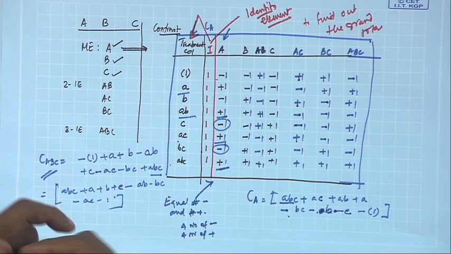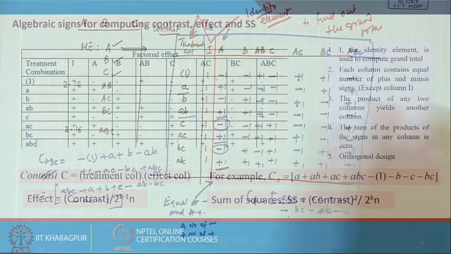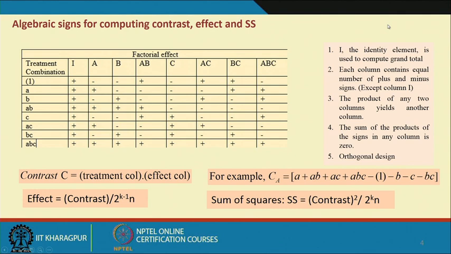So, again I told you that the first one is this, the second one is that: each column contains an equal number of plus and minus signs except column 1, this we have discussed. The product of any two columns yields another column. A and B, when you multiply, gives you the AB column. If you multiply A and C, you will get the AC column. Similarly, if you multiply A, B and C, you will get the ABC column.